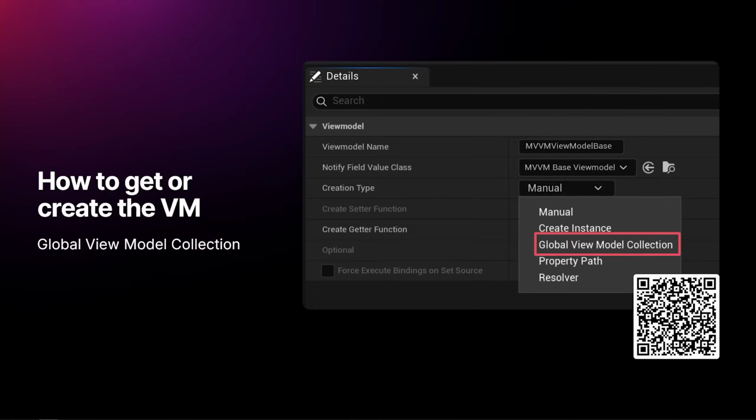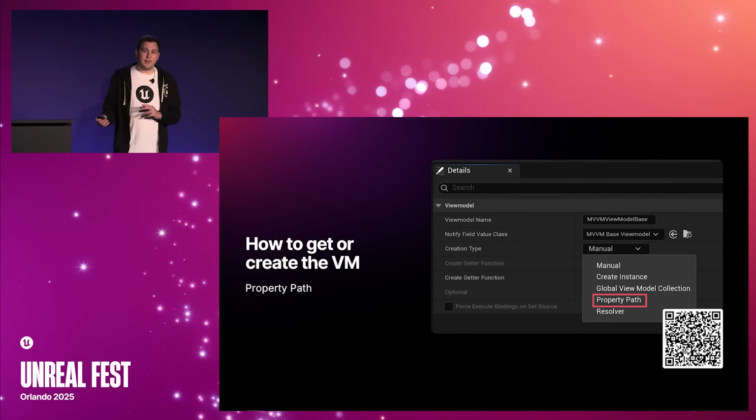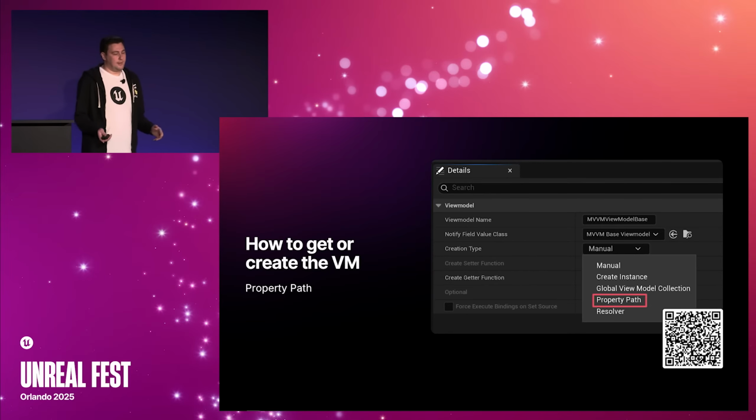For global view model collection, you add your VM instance to the collection and then specify the view model identifier by typing in the string to get the one that you want. Next is property path. With property path, you have a couple options to get your VM from elsewhere. The first is to reference a VM that you've already gotten in your widget that has a child VM, and then you can create a path to that child VM. The second is to create or reference a function that will get the VM from another source for you.